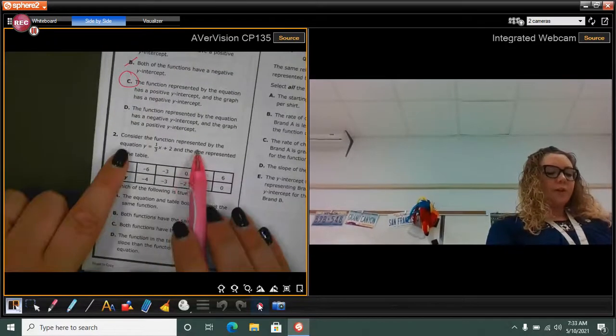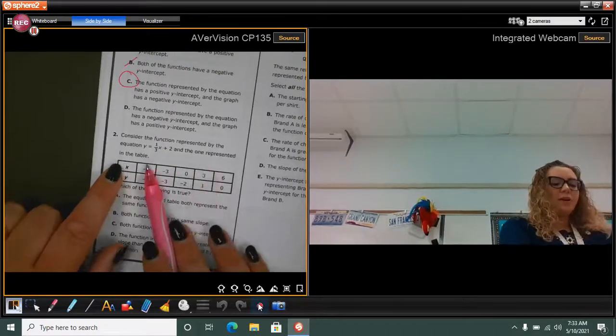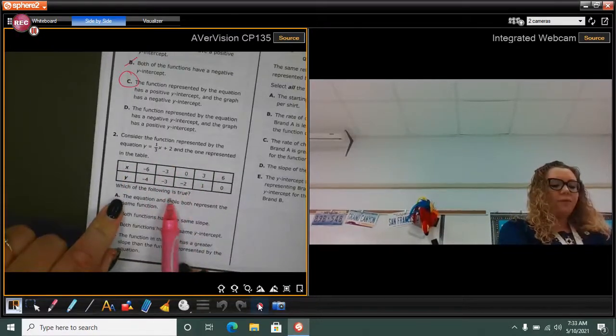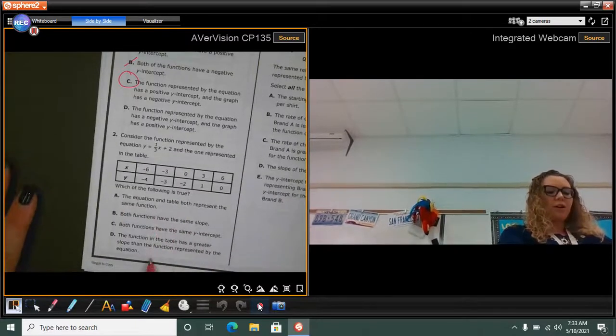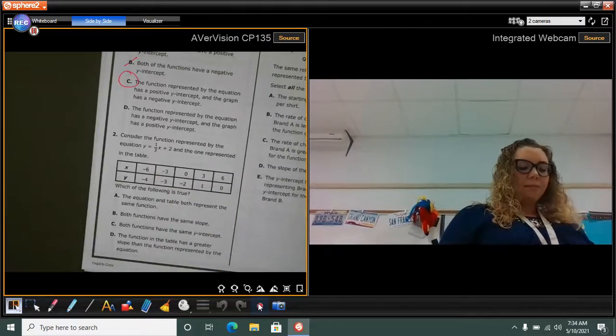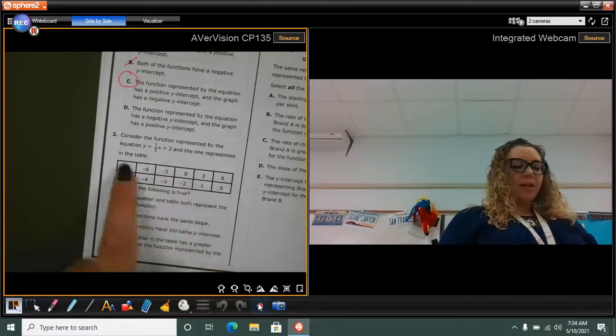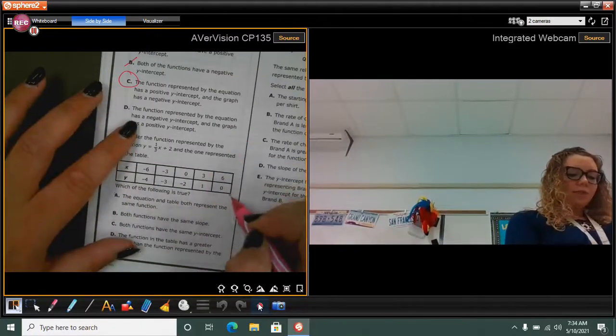Consider the function represented by the equation y equals 1/3 x plus 2 and the one represented in the table. Which of the following is true? Okay, so now this is talking about, are these the same? In order to see if they're the same, I'm going to have to make an equation to this table. So we're going to look at my table.